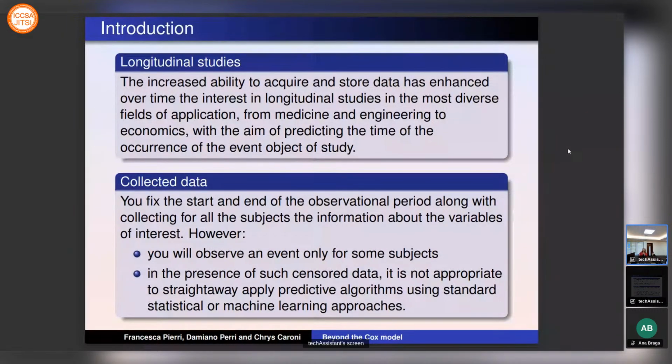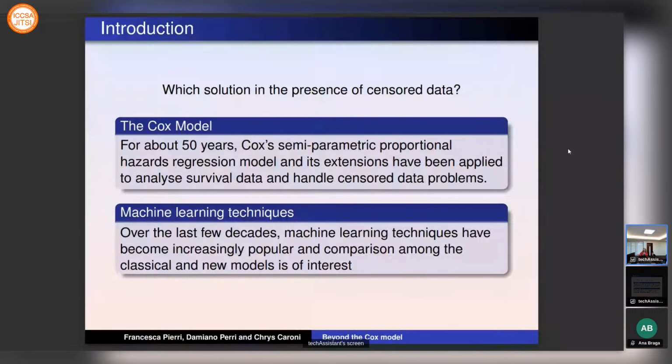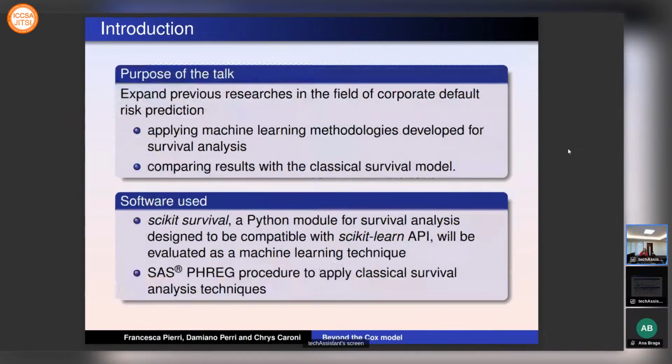And you cannot apply predictive algorithms using standard statistical or machine learning approaches. So over the years, the Cox model has been largely used in survival analysis to handle censored data. Nowadays, machine learning techniques have become increasingly popular, and a comparison between the classical and the new models may be of interest.